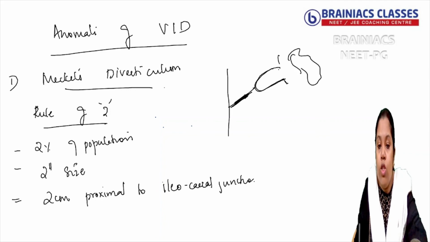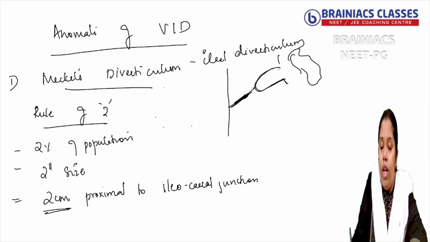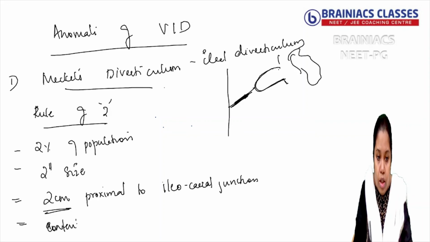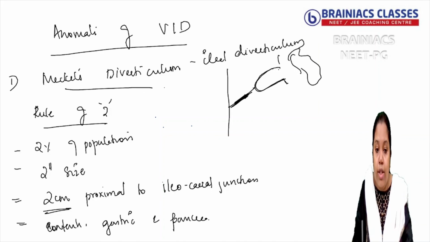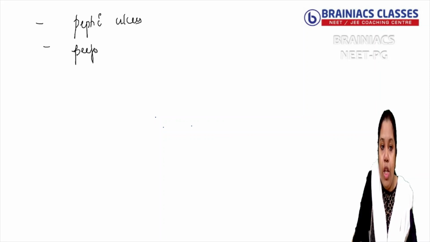Since it is 2 centimeters proximal to the ileocecal junction, it is an ileal diverticulum. Now, what are the contents? The contents include gastric and pancreatic tissues. So gastric and pancreatic juices are produced from the Meckel's diverticulum. Since they are produced, it can lead to peptic ulcer. Complications include peptic ulcer. Since its wall is so thin, it can lead to perforation.